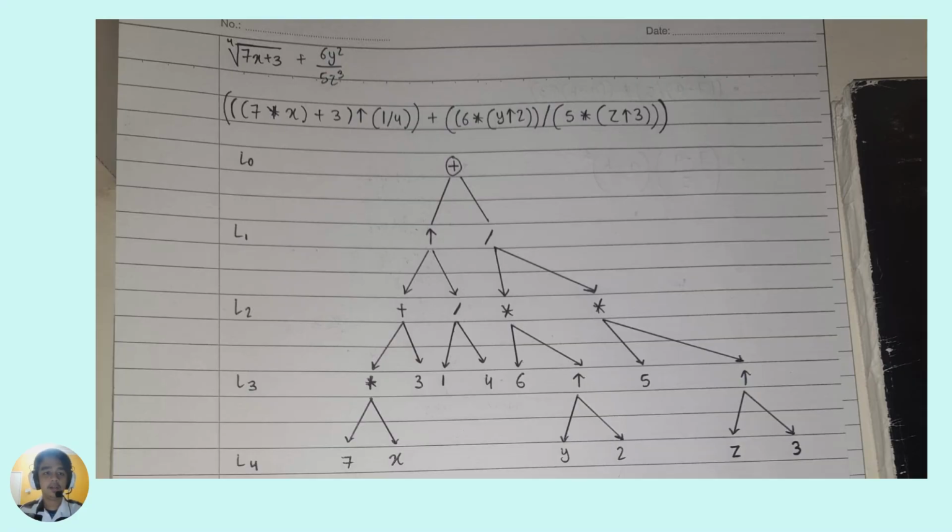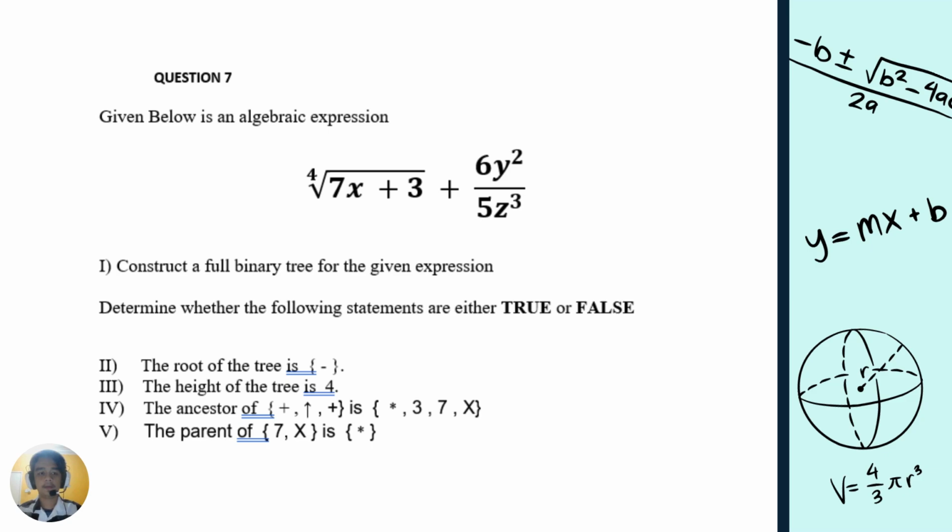Sorry, my handwriting is quite bad, but you can see that you need to change it into a one line expression by using these symbols. For power, you change it into an arrow. Division, you change into a slash. And multiplication, you change into an asterisk. So here is the final answer. And not only that, but you need to construct a full binary tree.